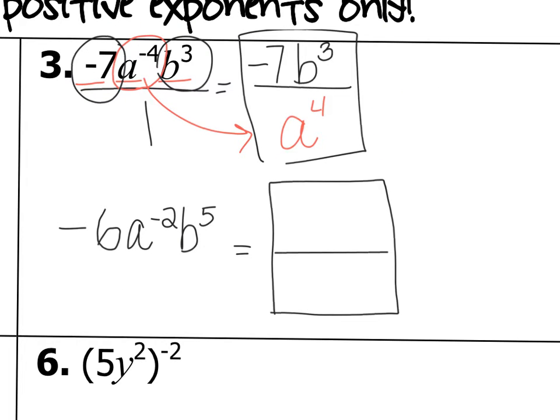So for this question, you would get negative 6b to the power of 5 divided by a to the power of 2.